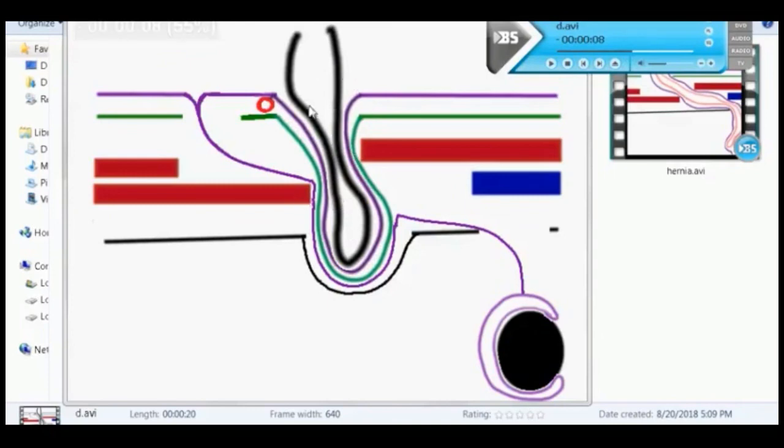This type of hernia cannot pass through to the scrotum because it does not pass through the superficial ring. This is away from the superficial ring. So the lateral type cannot pass through to the scrotum. Okay.